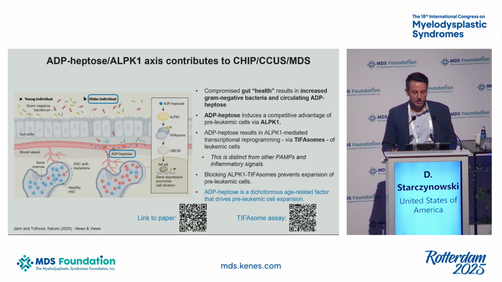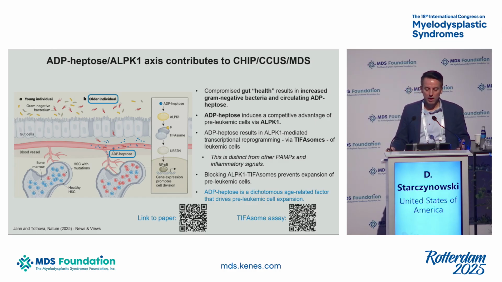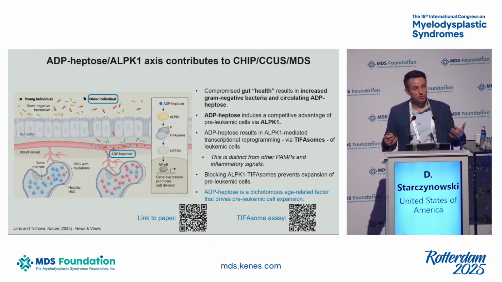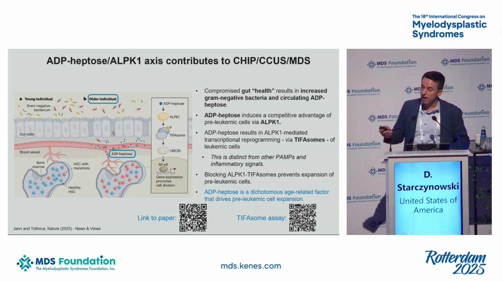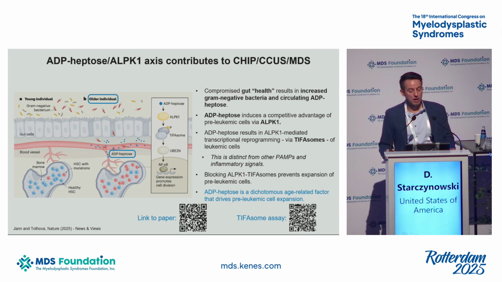So this is my last slide. I just want to summarize some of the key points. First off, as we age, we have compromised gut health. This is just a normal part of aging, and that's associated with dysbiosis of the microbiome, increased expansion of gram-negative bacteria, and circulating ADP heptose, this byproduct of gram-negative bacteria, healthy or pathogenic, it doesn't really matter.